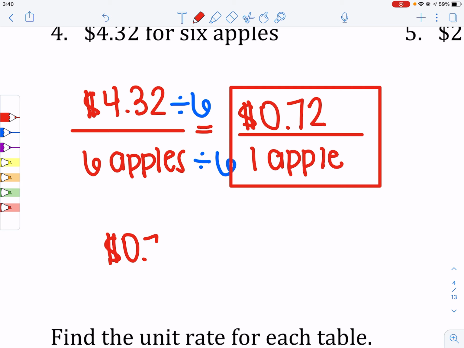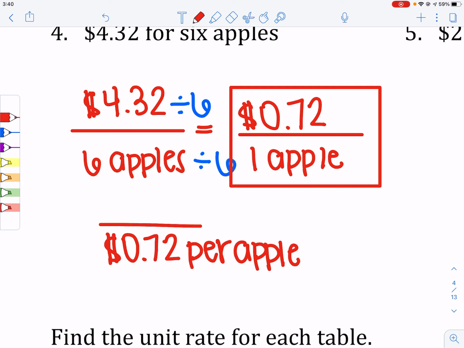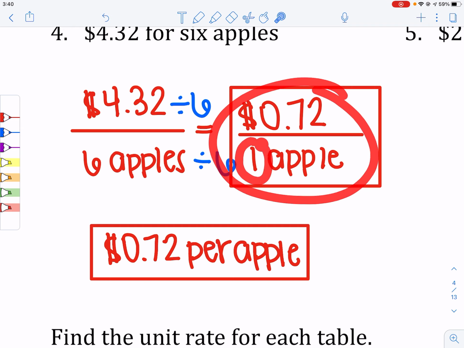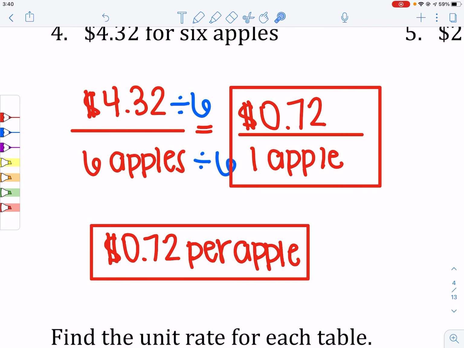So you could just put 72 cents per apple. And I will also have this as an answer choice as well. So if it's a unit rate, either write it as a fraction like this with a 1 as your denominator, or get rid of the 1 as the denominator and just use the word per, and that way you don't have to worry about fractions anymore.